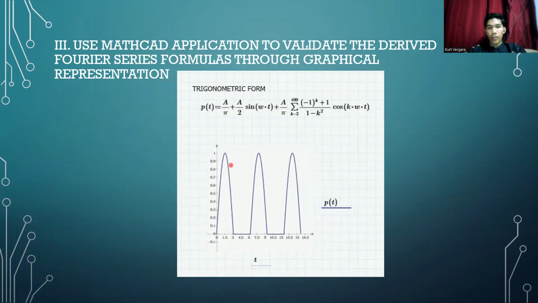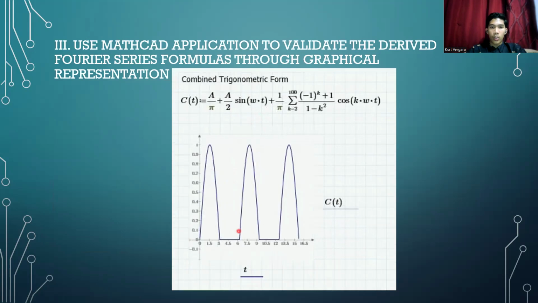Next, the trigonometric form. Again, we add this term, A halves sine omega t, to get the graphical representation of the trigonometric form. And lastly, the combined trigonometric form. So, as you can see, all our equations are correct. All the waveforms are the same. So we can conclude that our computation is correct.